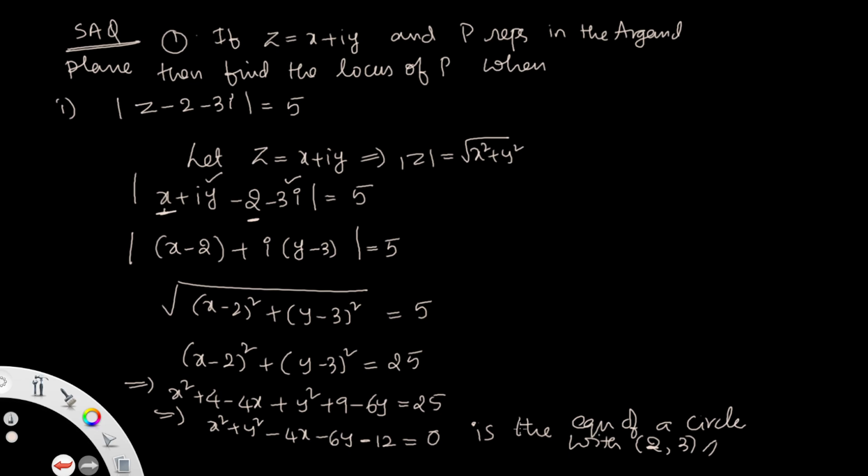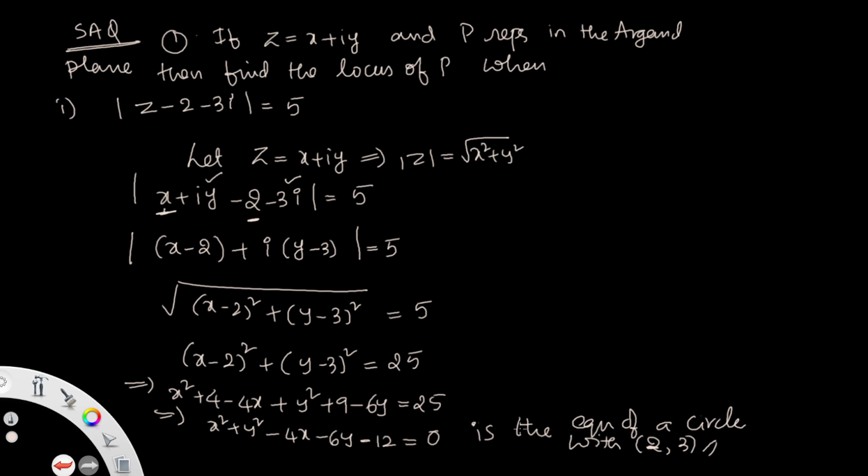Modulus means root of real part square plus imaginary part square. So real part square means x minus 2 whole square, imaginary part is y minus 3 whole square, equal to 5. Now for simplification, the root will get cancelled by squaring on both sides. Then simplify and you get the locus, which is nothing but the equation of a circle with center 2 comma 3, that means minus g comma minus f. This is the equation of the locus for the given equation z minus 2 minus 3i equal to 5.